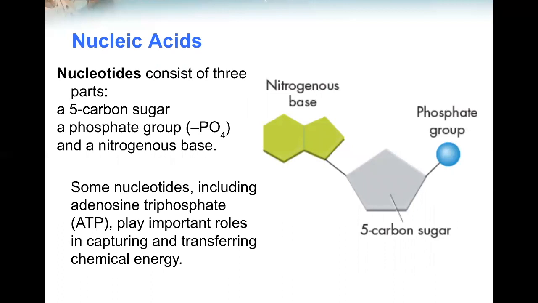Nucleotides consist of three parts: a 5-carbon sugar, a phosphate group, and a nitrogenous base. Nitrogenous base, 5-carbon sugar, and the phosphate group. Some nucleotides, including adenosine triphosphate, ATP, play important roles in capturing and transferring chemical energy.